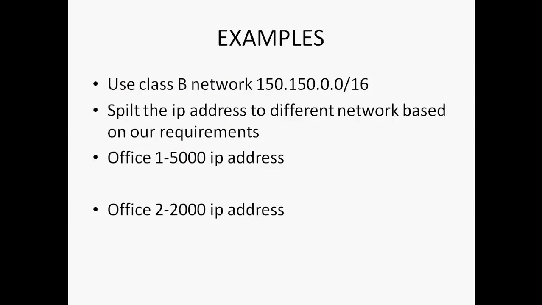Okay, so let's go into this example sum. Here, use the class B network 150.150.0.0/16. You can split the IP address depending upon our requirements. Here my requirement is, in Office 1 I need 5000 IP addresses, and in Office 2 I need 2000 IP addresses. So this is my question.